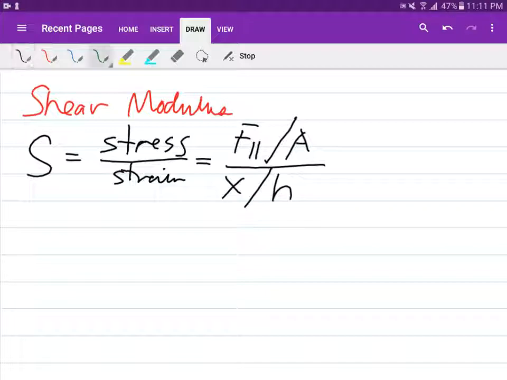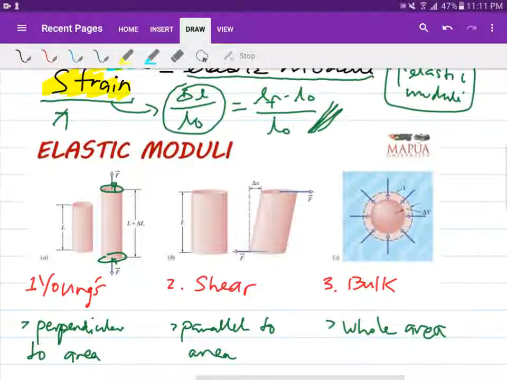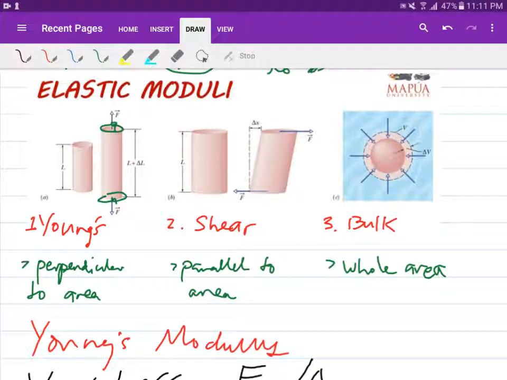So what is this quantity X and what is this quantity H? If we go back to the figure here, this X is this length, and this length should be parallel to the force applied. Now the H is the original length in the perpendicular direction to the force. So this is H.